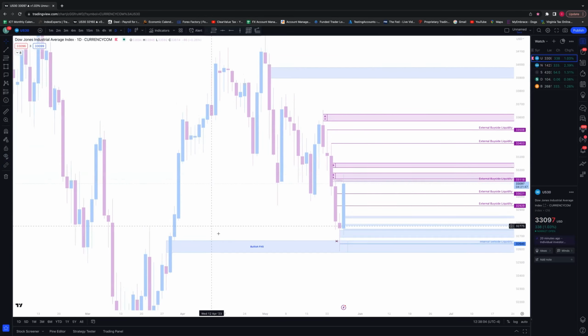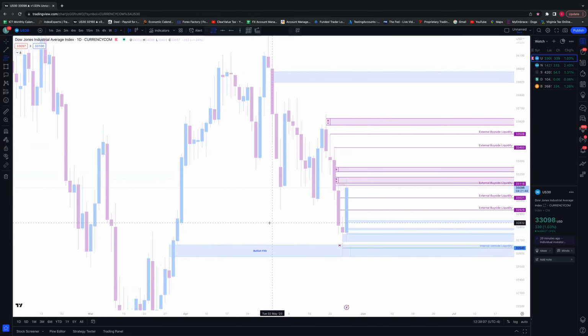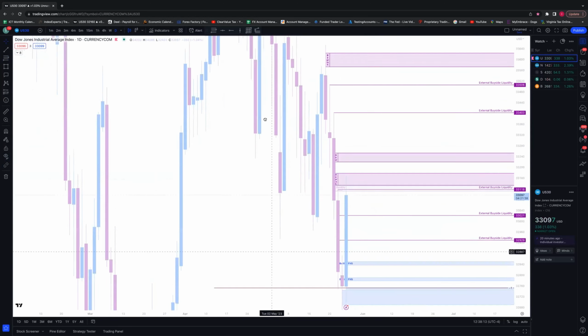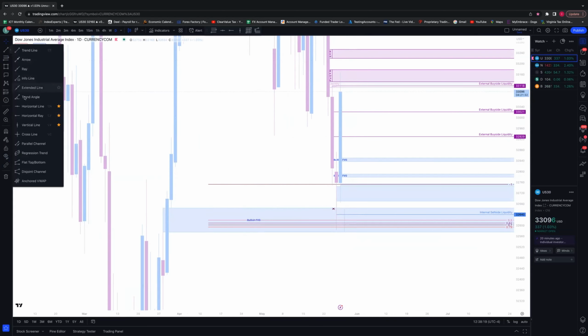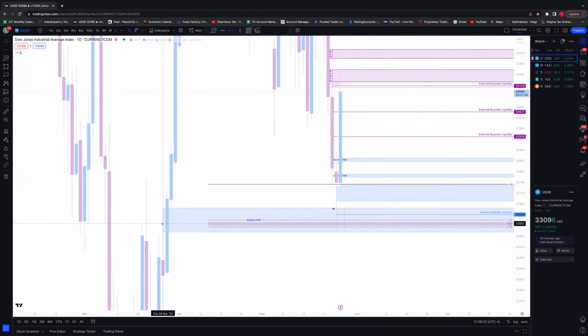With the daily fair value gaps, what you do want to do is mark the 50%, because those are bigger fair value gaps. So you want to make sure that at least 50% of the gap is filled. We do not need to fill more than 50%, but we can.